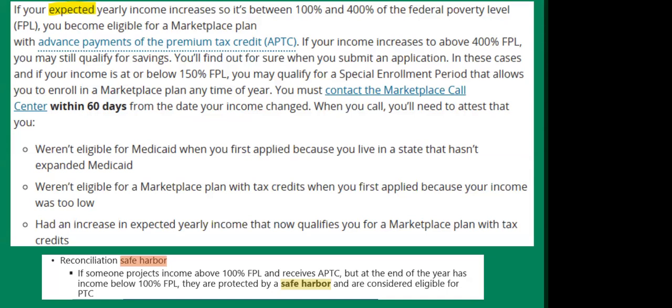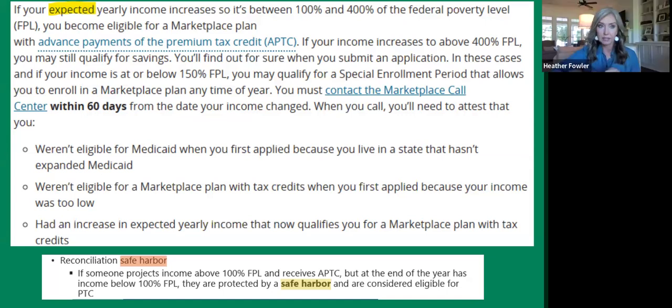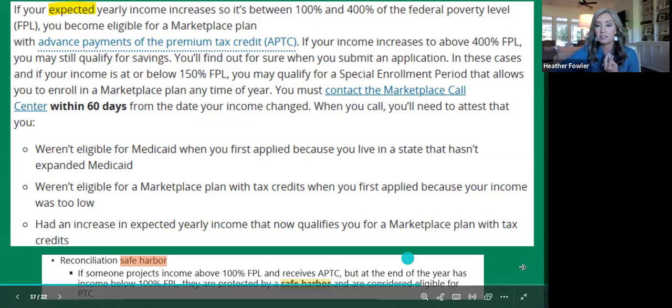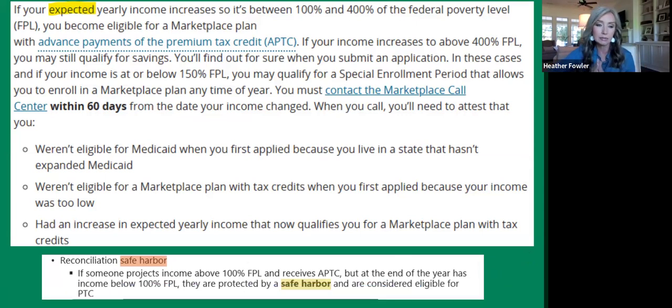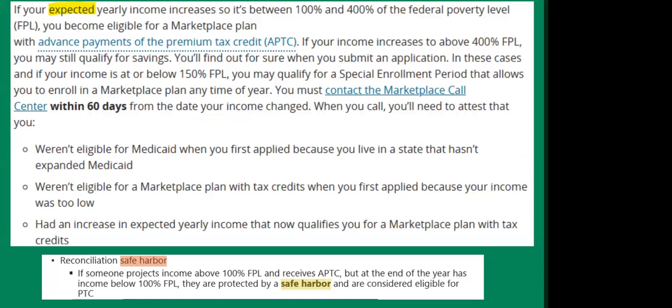So they're looking at the FPL when it comes to filing their taxes then, correct? Yes. And so this was just the exact, that was why I copied and pasted this, because I thought I want to get this statement exactly right. But if someone projects their income above 100% of that federal poverty level, and they receive the premium tax credit, but at the end of the year has an income that falls below that 100%, they are protected by a safe harbor, and they are still considered eligible to receive the premium tax credit. And so they don't have to pay it back. Okay, thank you. Appreciate that.